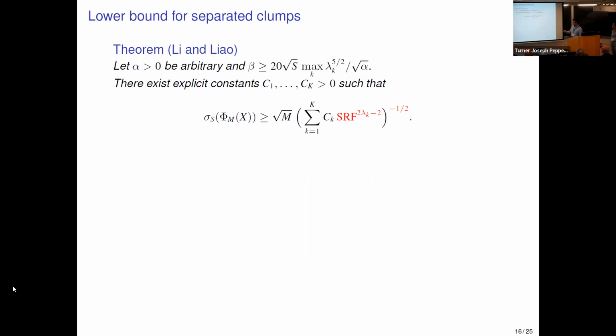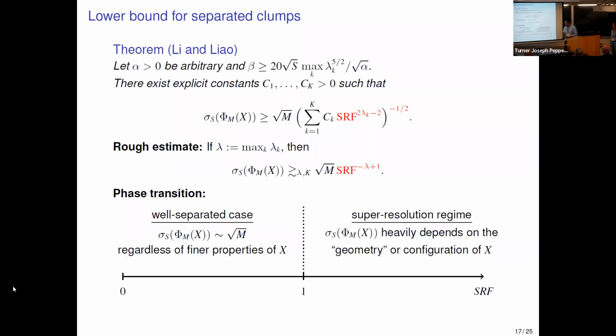We have this square root of m, which is the natural scaling factor here. And then it's like an inverse L2 sum. Really the main feature of this is that each term involves a super resolution factor, but the exponent only depends on lambda k. Lambda k is the cardinality of the kth clump. So just to simplify this a bit, you can estimate this in terms of the largest clump size. And this estimate, again, features a super resolution factor to a power that only depends on the largest clump. So you can think of lambda as a local sparsity, if you want to.